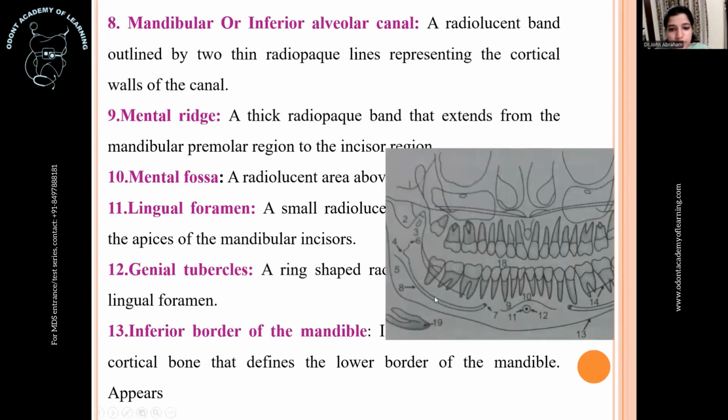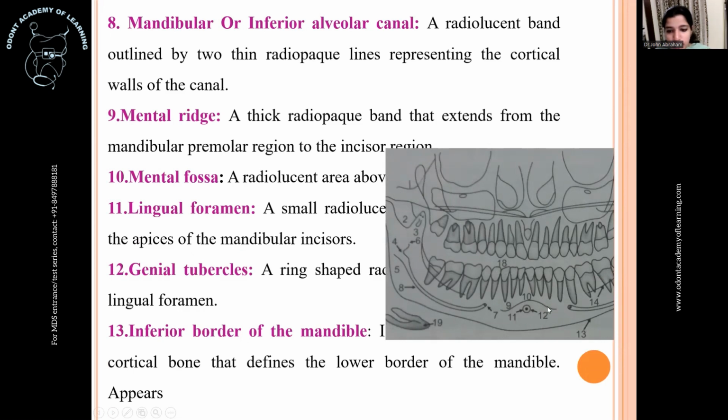Then the inferior alveolar nerve, that is this particular area, your mandibular canal, okay, simply your mandibular canal. Then your mental ridge will be located. It is a thick radiopaque band that extends from the mandibular premolar region to the incisal region. So you can see this particular mental ridge.